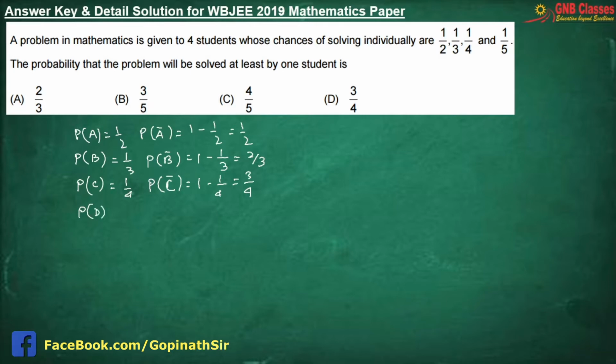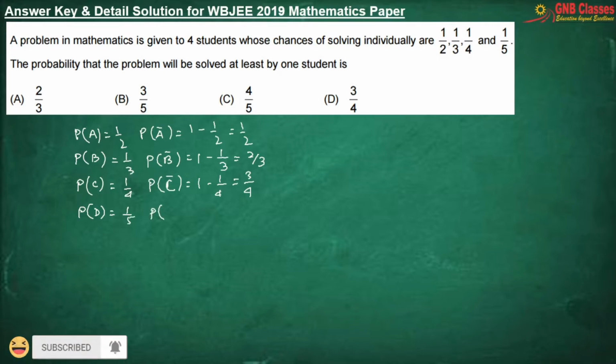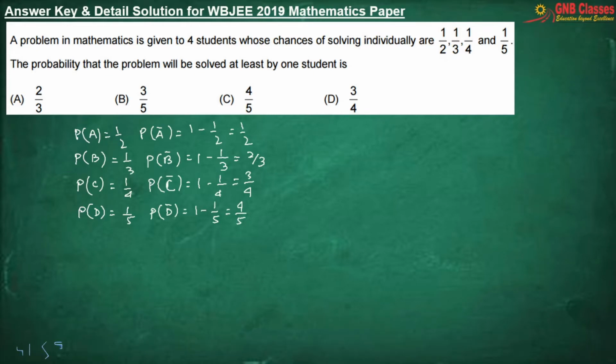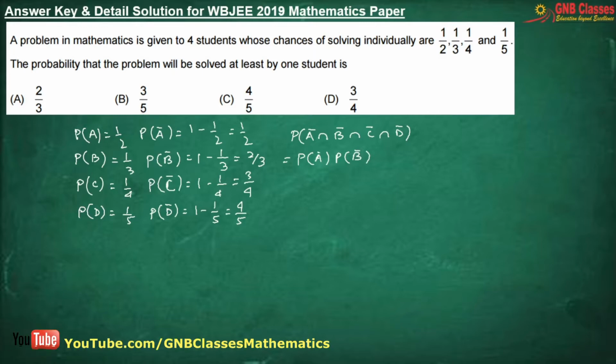The probability that D will solve the problem is 1 by 5. Therefore, the probability that D will not solve the problem is 4 by 5. Is it clear? Now, no one will solve the problem means, which is nothing but, because A bar, B bar, C bar and D bar are all independent events.